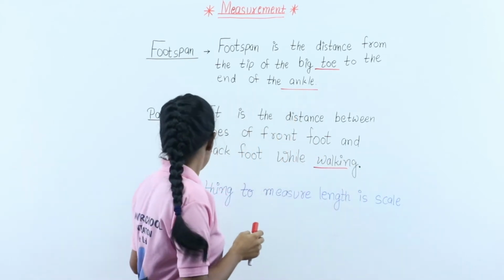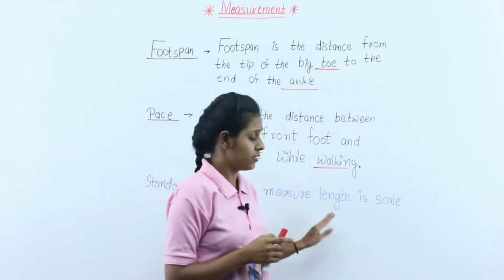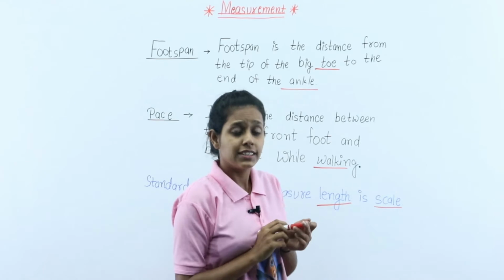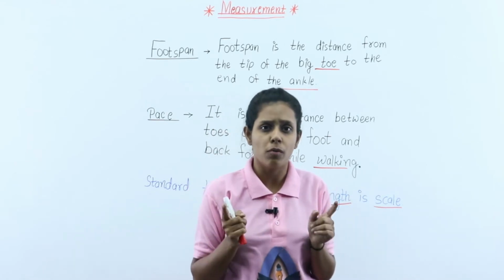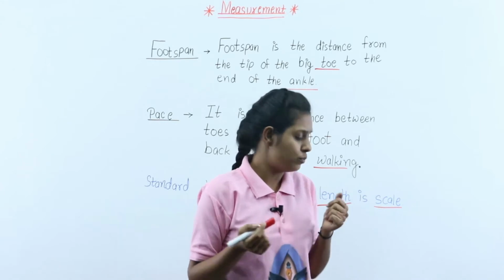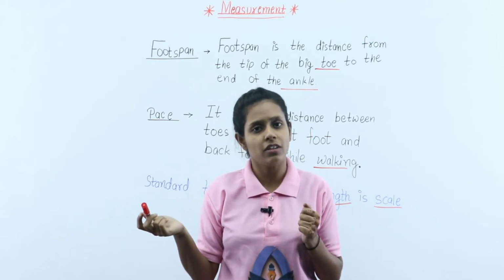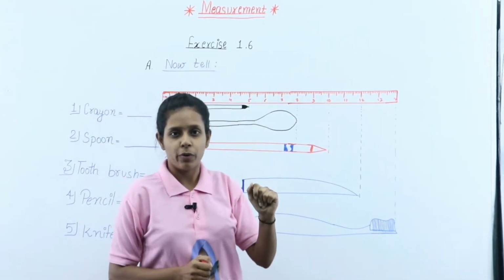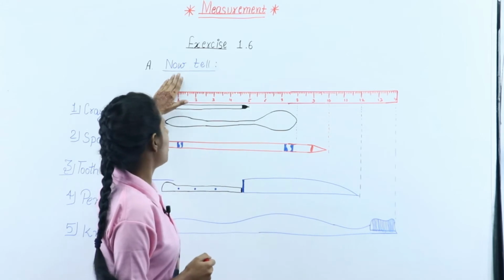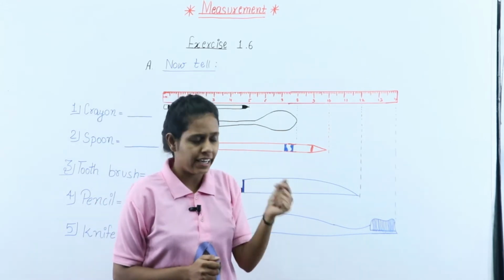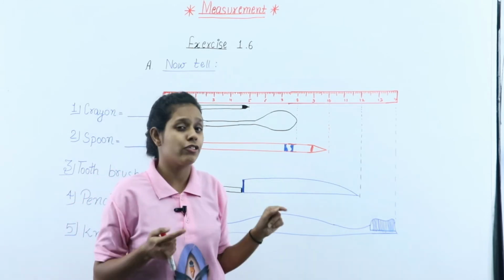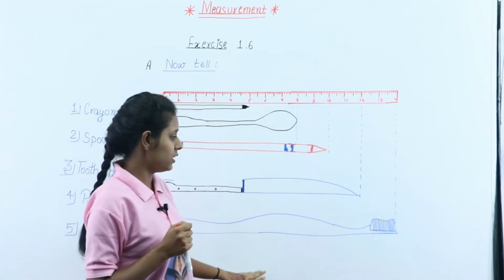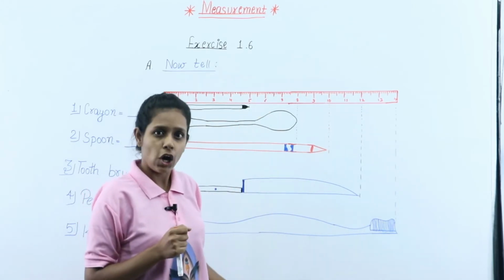Now, the standard thing to measure length is a scale. We use a scale to measure the length of small objects. This scale is 15 centimeter, 30 centimeter also, and longer. Now, let's start our exercise 1.6. Question A. Tell the length of these objects in centimeter. We use the scale to measure the length of these objects.